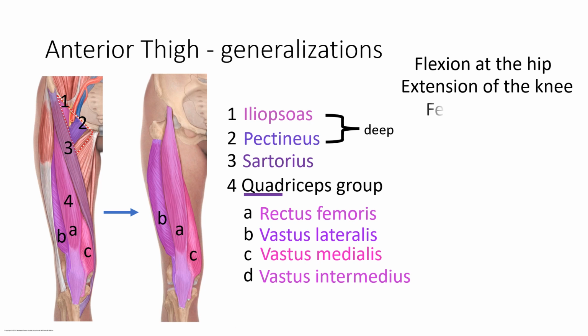Additionally, all of these muscles are innervated by the femoral nerve. A handy mnemonic if you need to memorize the nerve roots of the femoral nerve: it's L2, 3, 4 kicks down the door. So just imagine if you're kicking down a door, in order to do that, you first have to flex at the hip and then extend your knee.